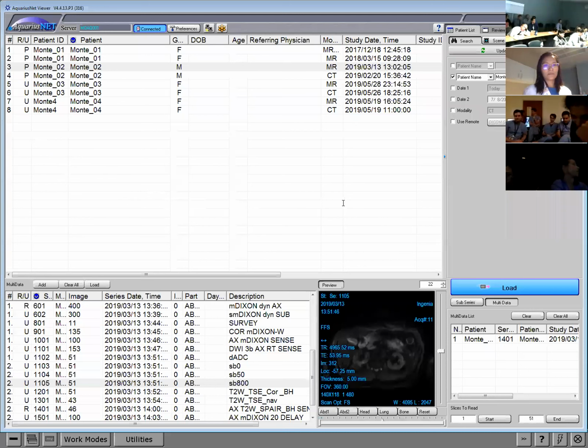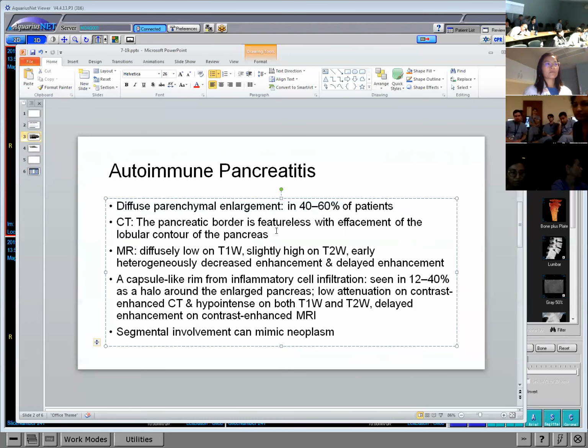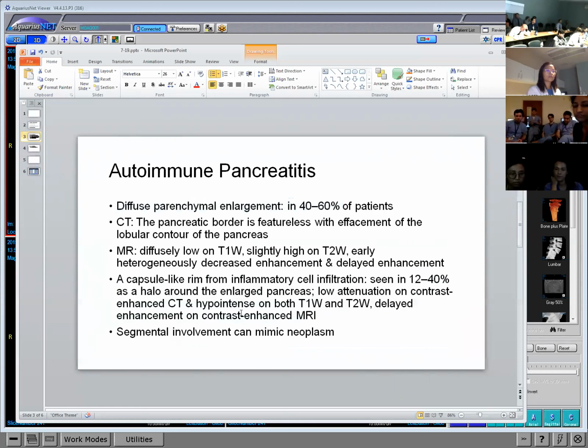It's diffuse in about 40 to 60% of the patients. On CT, again, we see this featureless appearance with effacement of contour. On the MR, the affected areas are low on T1 and slightly higher on T2. Enhancement may be heterogeneous and decreased. This capsule-like rim enhancement is due to inflammatory infiltration, which you can see in up to 40% of the patients. And this patient is very classically appearing. Sometimes it can be very segmental, and it can mimic neoplasm.